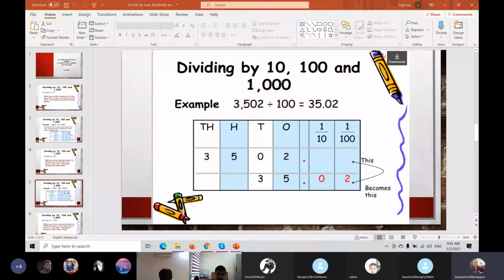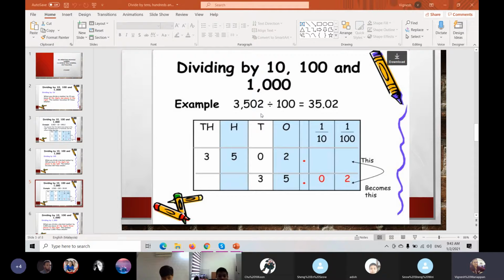35.02. Okay, we try to analyze this in a box way. The 2 is in the ones place, the 0 is in the tens place, the 5 in the hundreds place, 3 also in the thousands place. As teacher said just now, since it's divided by 100, you have to move 2 decimal places to your left.